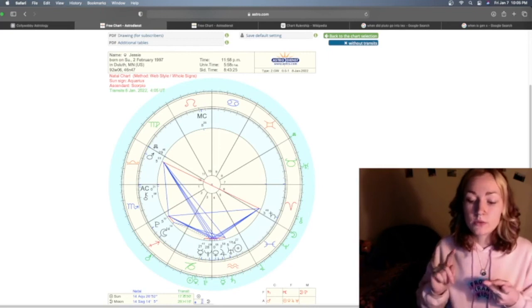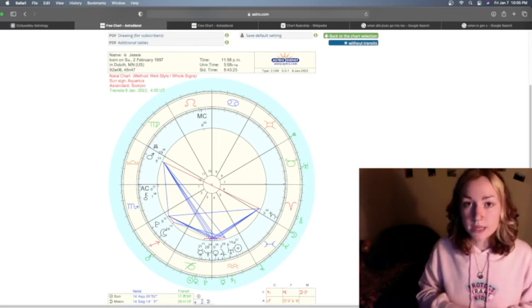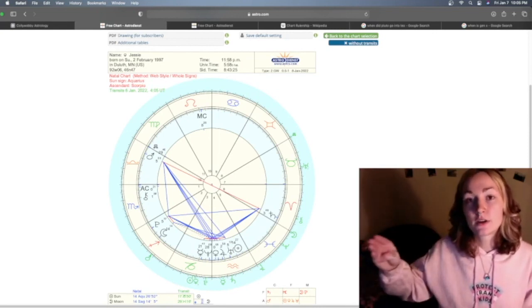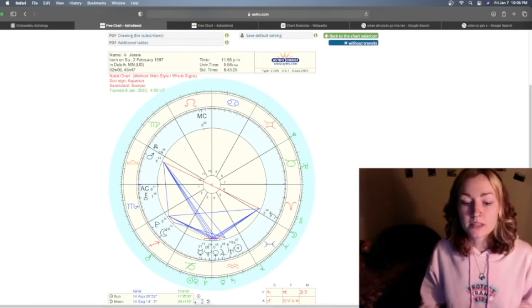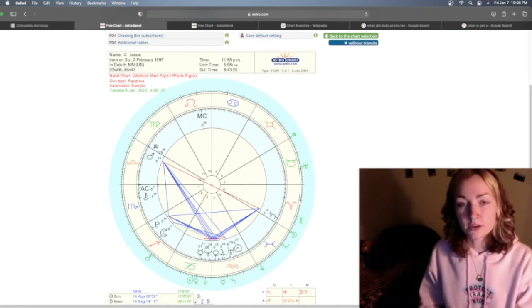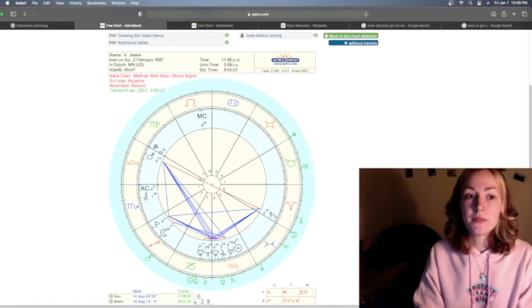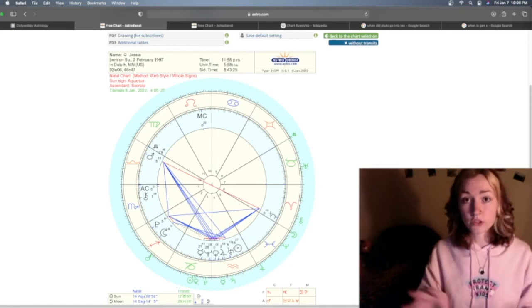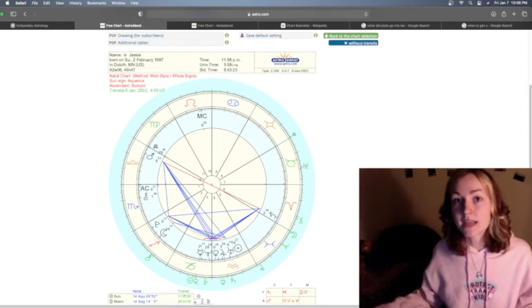We could do secondary progress charts, which is where if you're born on February 2nd, like Jessie, every day after her original birthday is symbolic of that year of her life. So like February 3rd would be symbolic of her first year of life, meaning when she turns 1 until her second birthday. And then February 20th, that astrology chart, would be symbolic of her 18th year of life, because that would be 18 days after her birthday.